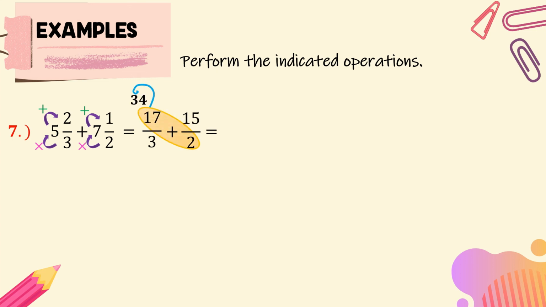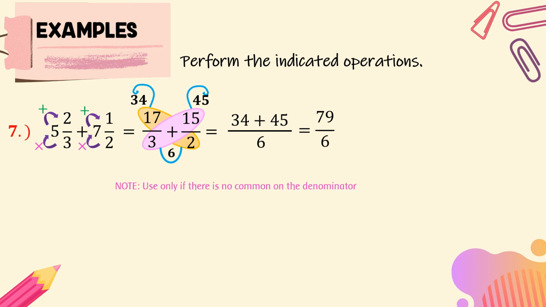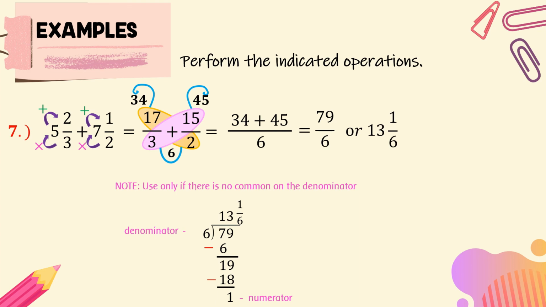Then cross multiply 17 times 2, that is equal to 34. Cross multiply 3 times 15, that is equal to 45. Then multiply the denominators, 3 times 2 is equal to 6. Then add the numerator, 34 plus 45, then copy the denominator 6. 34 plus 45 is equal to 79 over 6. And that is an improper fraction, so we need to change it into a mixed number. So simply divide 79 over 6 and the result is 13 and 1 over 6 or 13 and 1/6. And either of the two is the final answer.